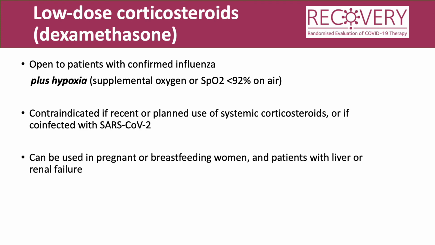This comparison is open to patients of any age who are hospitalised with confirmed flu and are also hypoxic, that is, requiring oxygen or with saturations of less than 92% on air. Patients with recent or anticipated use of systemic corticosteroids are excluded from this comparison, including those with SARS-CoV-2 co-infection who are likely to benefit from steroid treatment. Corticosteroids can be used in pregnant and breastfeeding women, as well as patients with liver or renal failure.